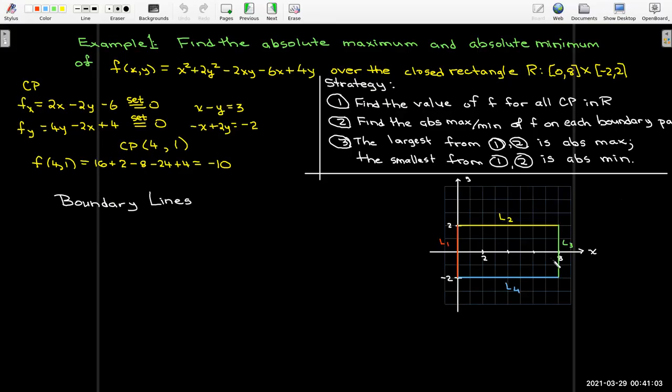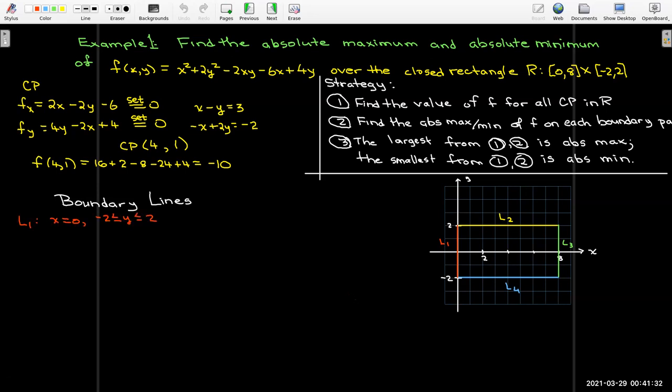So here's our region. Again, this is our rectangle. X is going from 0 to 8. Y goes from -2 to 2. So there are 4 sides to it, 4 parts to the boundary. And so I'm going to call them line 1, line 2, line 3, and line 4. So let's find the absolute max and min on each one of those boundary lines, starting with line 1.